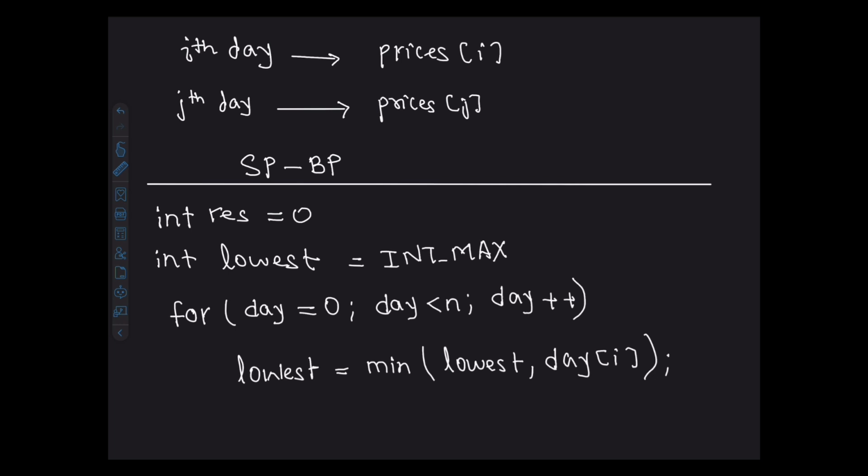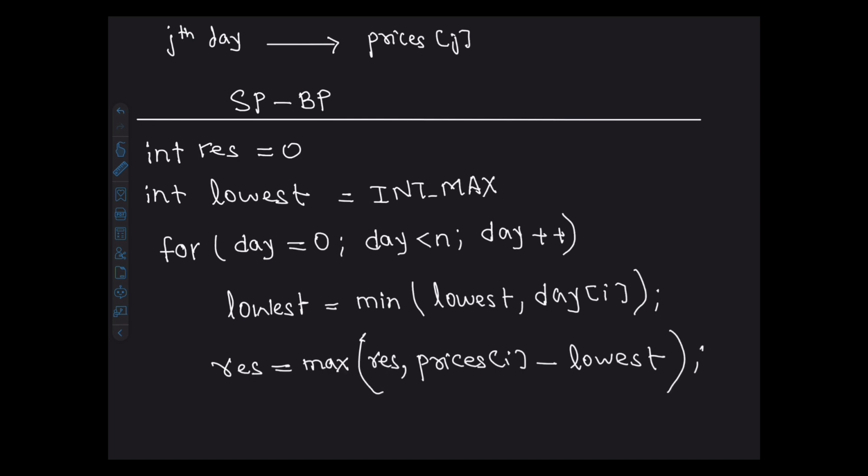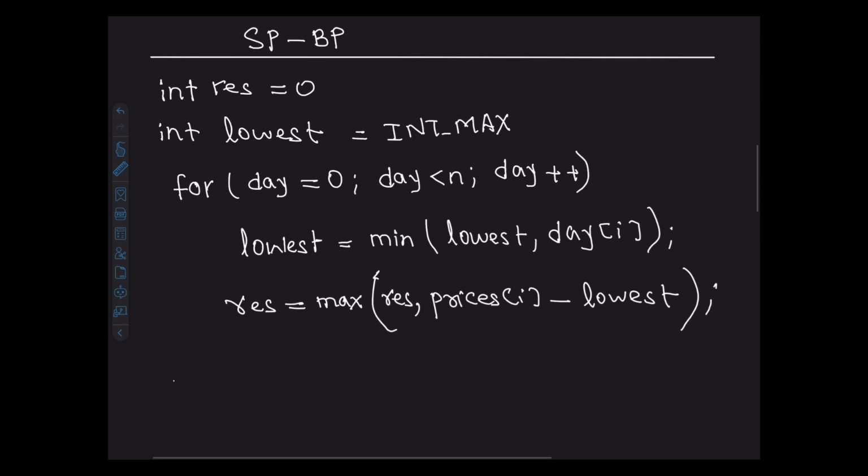Okay, so we have already stored that in our lowest, right? So our selling price is going to be the prices of i, and the profit would be prices of i minus lowest, right? And we need to maximize that, so we will be storing that in a variable result and we will keep on maximizing it. And after we are done with the iteration, we will finally return result. That's how we're going to code it up. Let's move on and code it up in real.